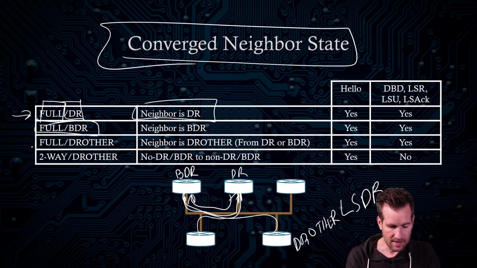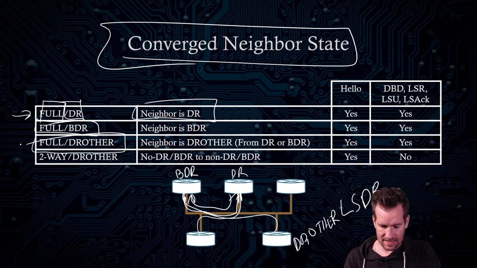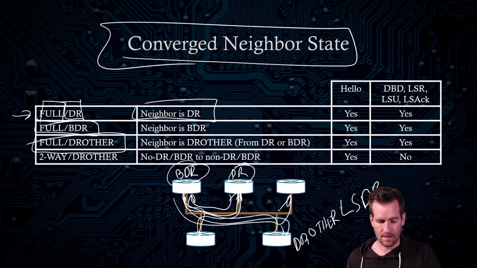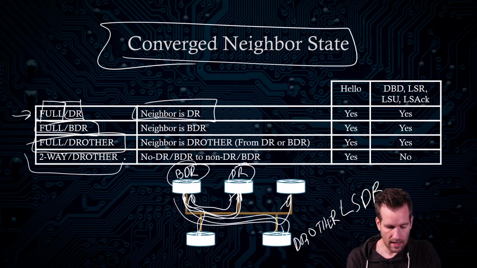And then we have the full DROther. This is when the BDR or DR is connected to any of these devices. And then finally, we have the two-way DROther. So this would be just between two devices here.